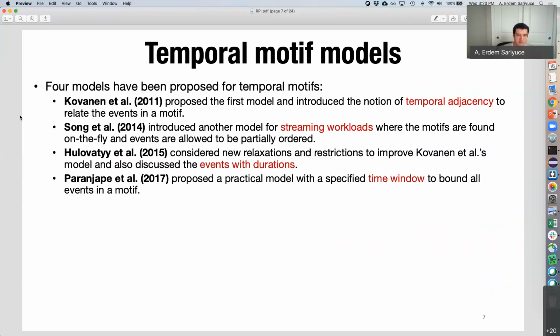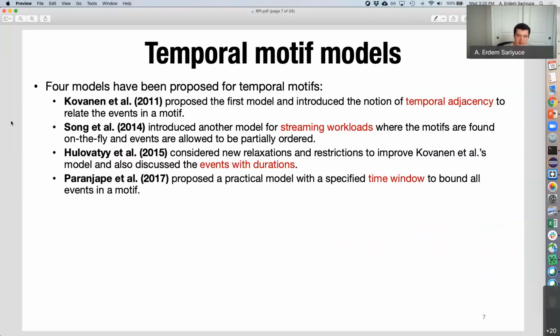The third paper, Holme et al., was from a bioinformatics journal, and they considered brain networks and introduced human aging as the application. This was building more on the first paper, and they played with relaxations and restrictions on top of Cohen et al.'s model, and also for the first time discussed events with durations. And the last paper is the most recent one from Paranjape et al. This was from Stanford, and they proposed a practical model with a specified time window to bound the motifs, but unaware of the second and third works here, for instance.